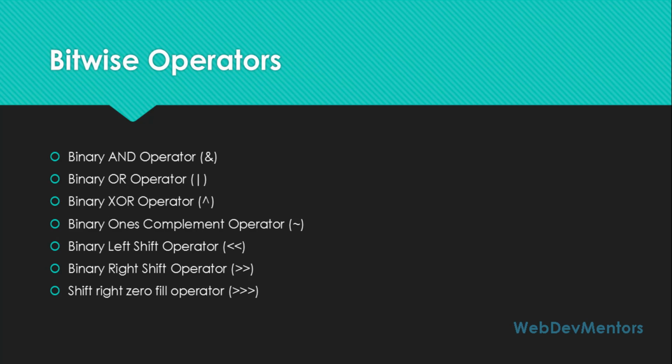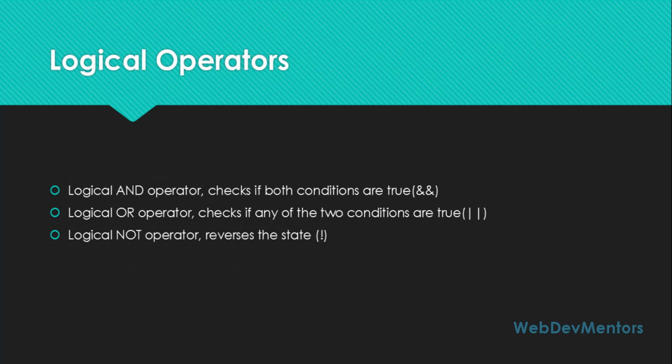And the next set of operators are logical operators. The logical AND operator, which is nothing but &&, is used to check if both the conditions are true. Both the conditions, in the sense that the condition on the left side of the operator and also on the right side of the operator are true. And the logical OR operator is used to check if either one of the conditions is true. If either one of the two conditions present on the left and right side of the logical OR operator is true, it's going to say it as true.